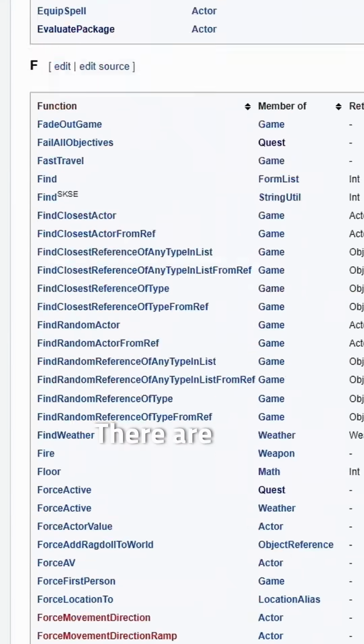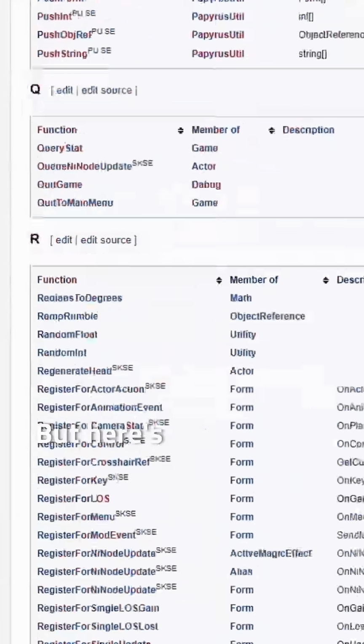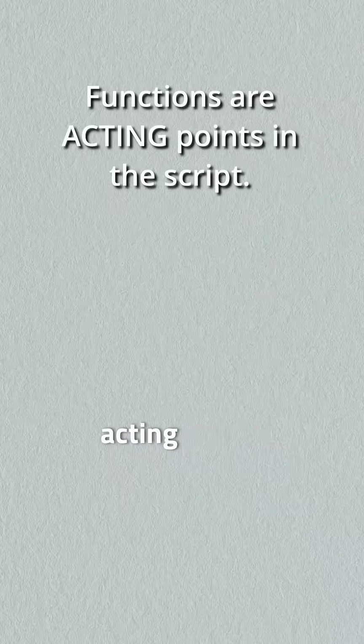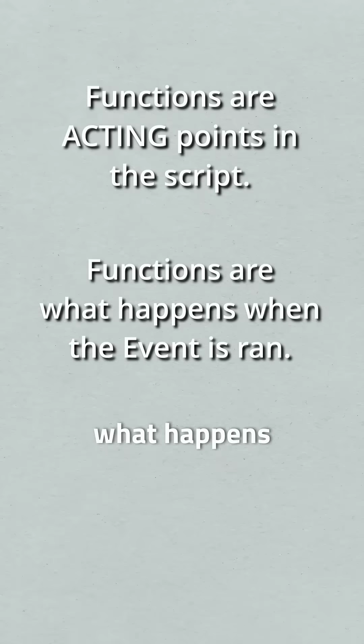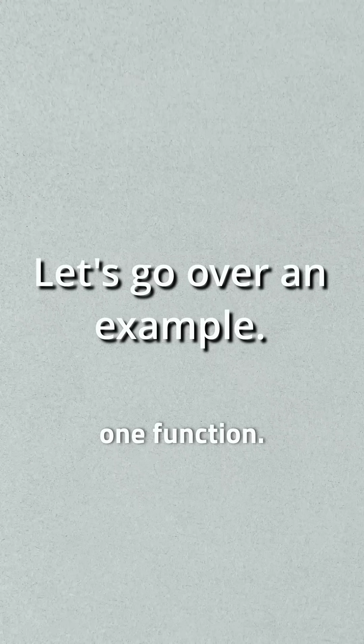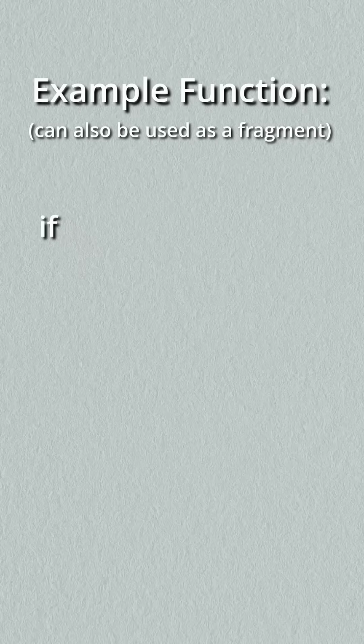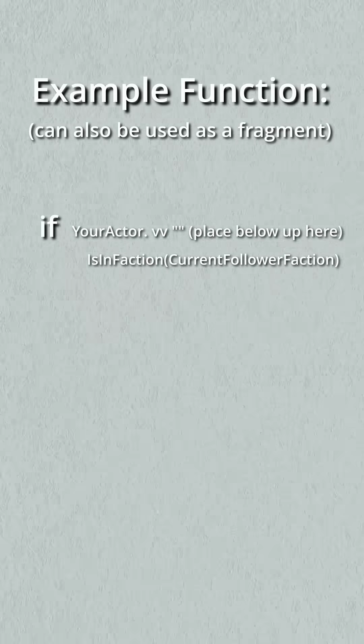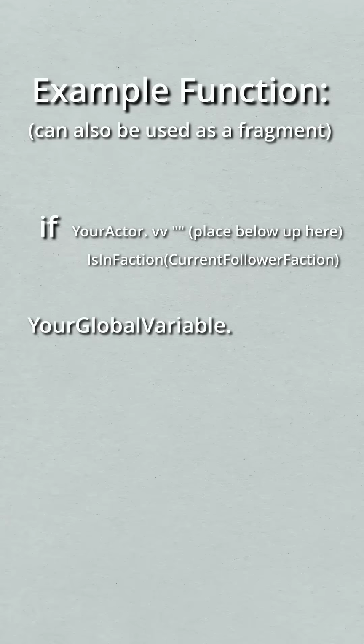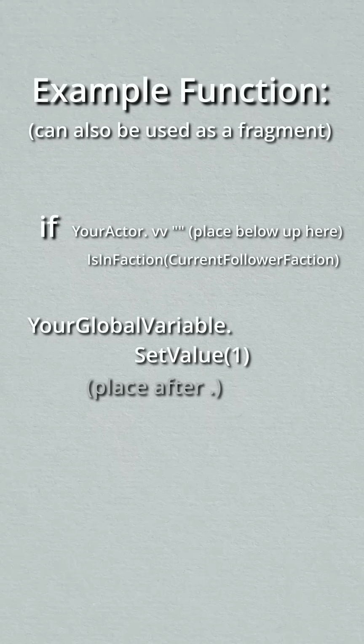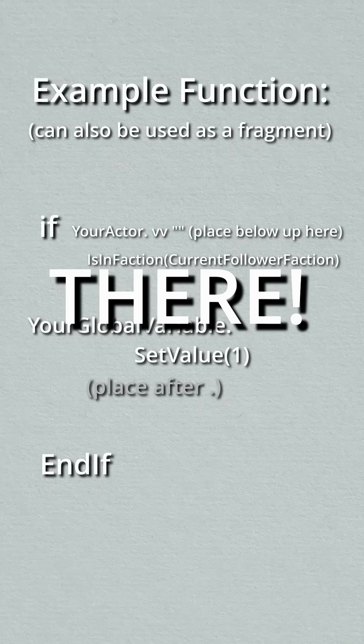The final thing I can talk about for now are functions. There is way too much stuff to go over, but here's the gist of it. Functions are acting points in the script. Functions are what happens when the event is started. There's not much time, so let's just go over one function. Let's go ahead and say if your actor is in faction, current follower faction, then your global variable set value 1, end if. There. That was pretty easy, right?